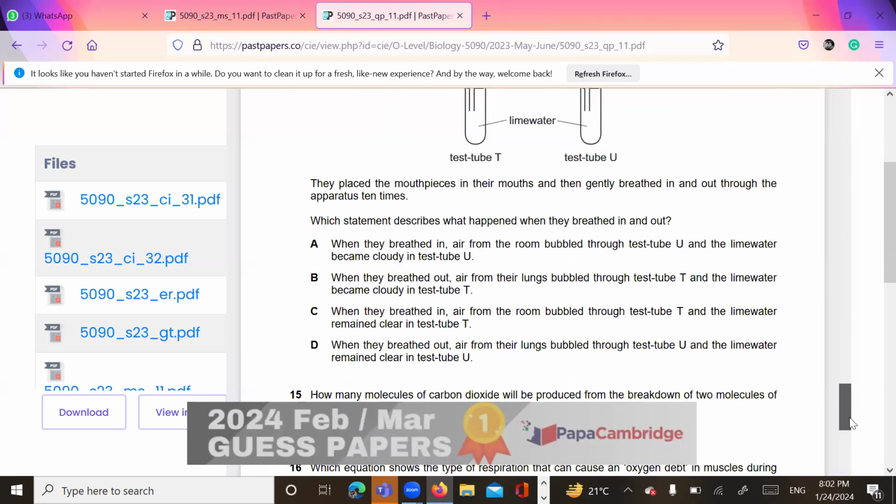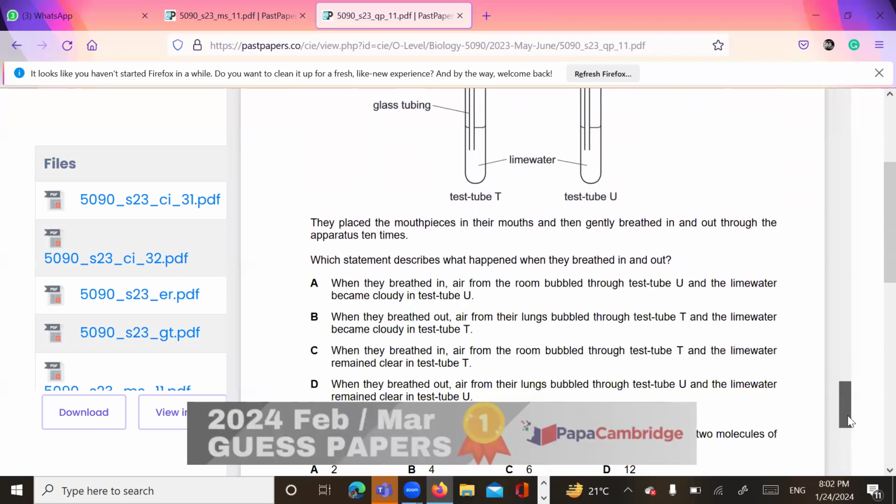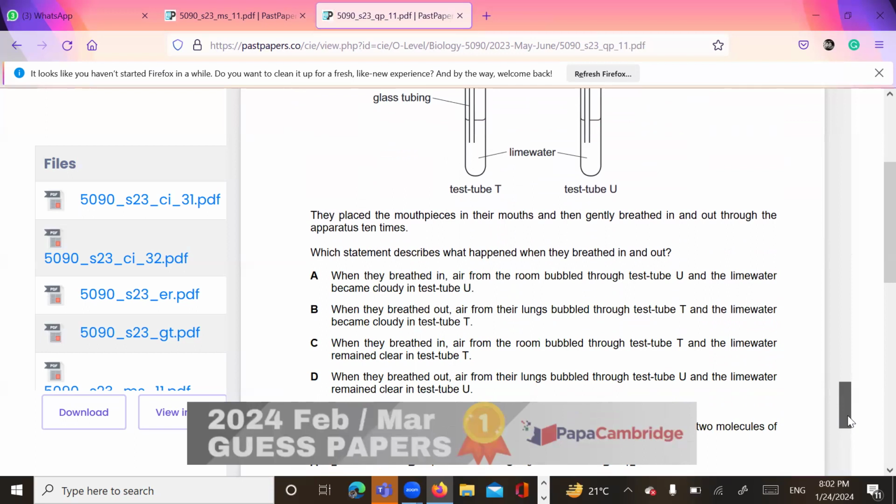Just a second. Okay. They placed the mouthpieces in the mouth, then gently breathed in and out through the apparatus 10 times. Which statement describes what happened when they breathed in and out? When they breathed in, air bubbles through the test tube and the lime water became cloudy in test tube S. Then they breathed out, air from the lungs bubbles through test tube T, and the lime water again became cloudy when they breathed in. Okay, just a second. Lime water is in both.